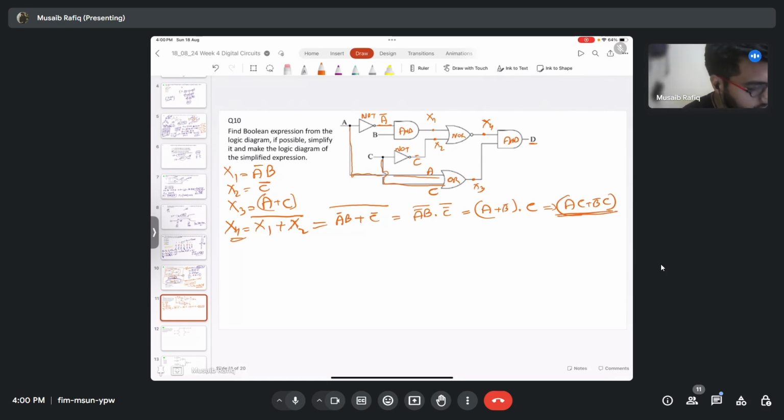But my output is what? My output D is equal to X4 AND X3, right? So what is my X4? If I look here, plug it in here. So it is AC plus B bar C. And my X3, what is my X3? X3 is my A plus C.